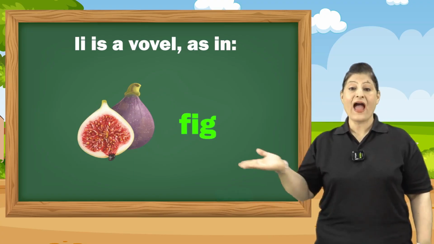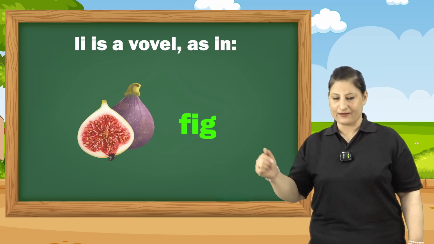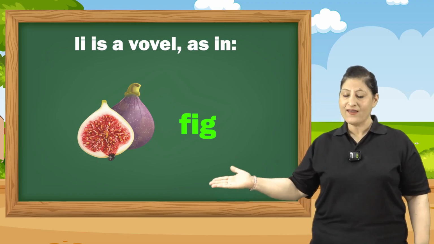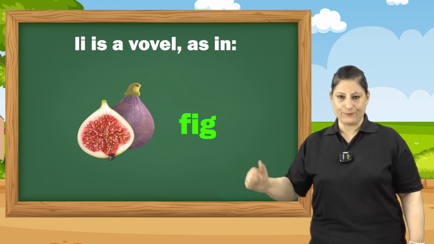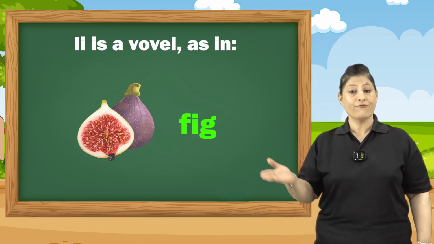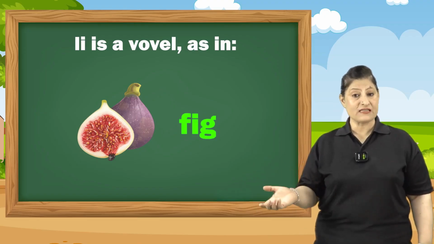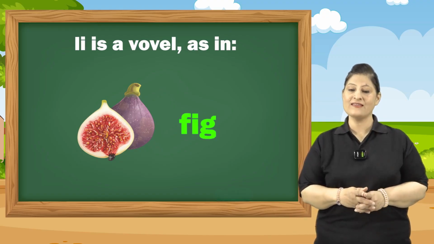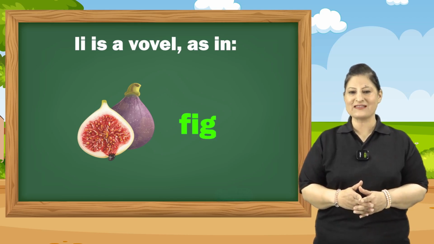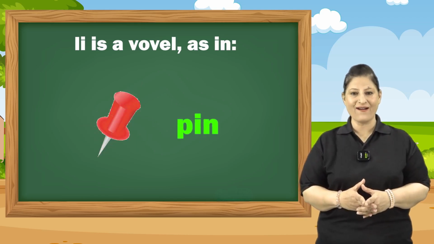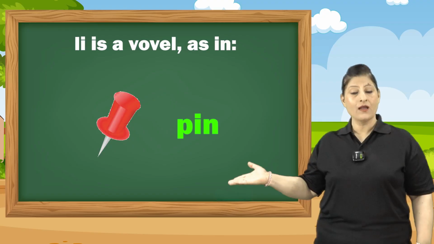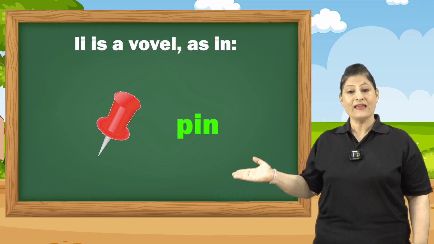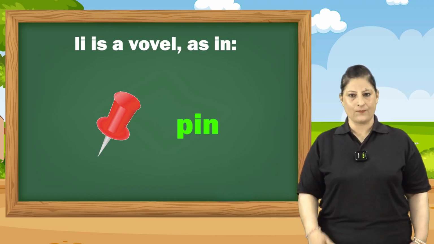Vowel I as in fig. F, i, g. Fig. Vowel I as in fig. You know, children, a fig is a dry fruit. It is called anjeer in Hindi. Let's come to another example. Vowel I as in pin. P, i, n. Vowel I, i as in pin.